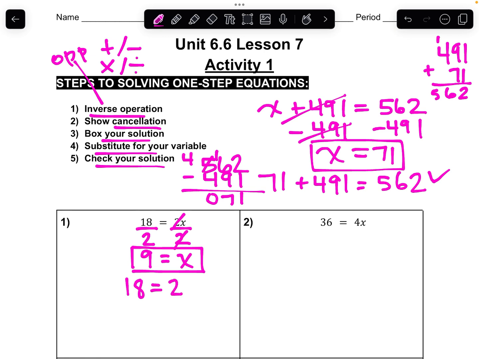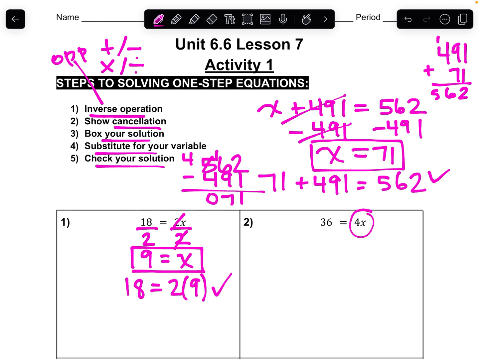18 equals 2 times, this is where we put this whole thing back here again and see if it really works when x is 9 like we say it is. So 2 times x, which is now 9, and that works because 2 times 9 does equal 18. Check mark to say we're done. It should look this beautiful every time.